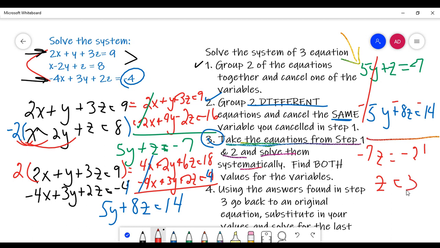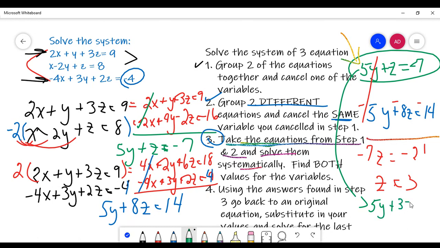Since I found z to be 3, I could plug it back into either equation. I think I might just go back into this green one, and I'm just going to plug in my 3. So that gives me 5y plus 3 equals -7. And then I'm going to solve this. So that gives me 5y. Yes, I will move the screen up, I promise. It's getting tight down there. So that gives me y to be actually -2.